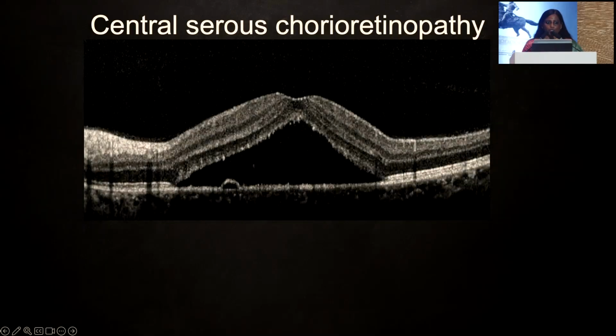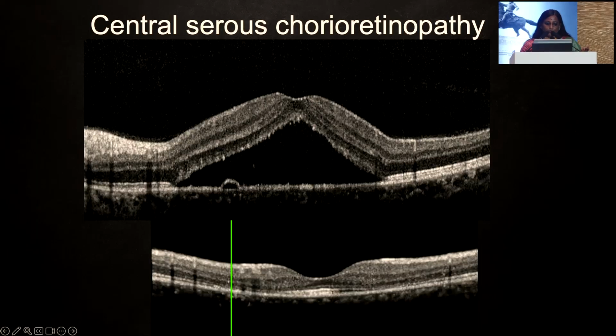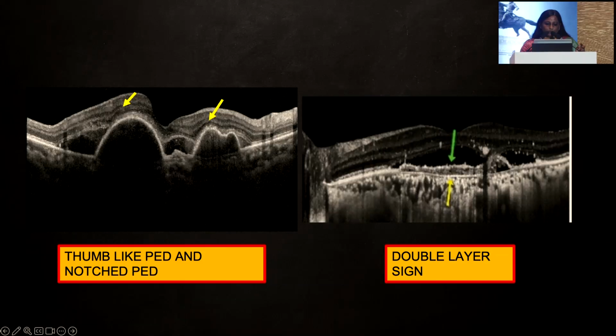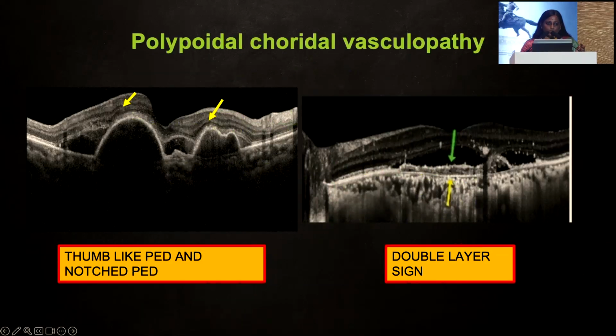Another common thing that you can come across is young patients coming with this detachment, and people are sometimes not able to differentiate what it is, but it's very common to have CSCR, and it is self-resolving. Typically you see a PED with a serous detachment right there. This is also commonly seen these days. You have something like a notched PED, you can see a notch there, or a thumb-like PED with subretinal fluid and a double layer sign. You can see a Bruch's layer separately and the RPE lifting up with some fluid above it. Typically PCV, of course, there are a lot of variants of the entire pachychoroid spectrum.